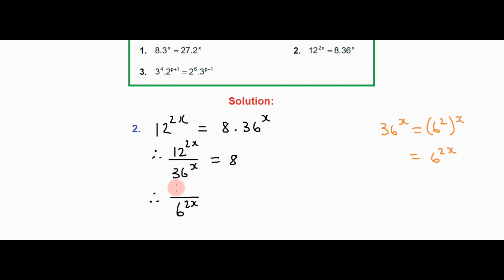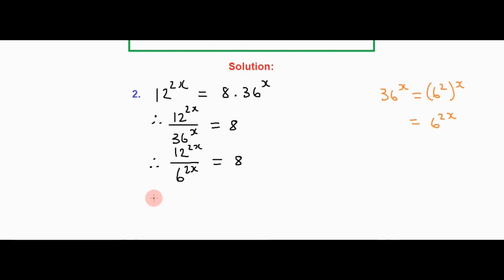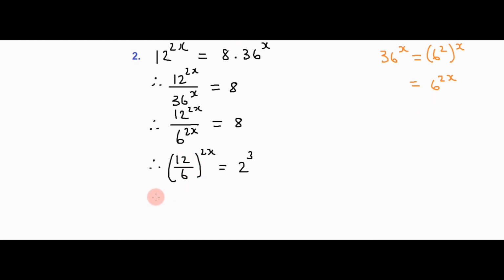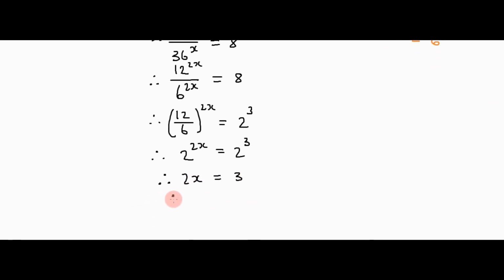And now we have the powers the same on the left-hand side. Now we can write the left-hand side as 12 over 6 all to the 2x. On the right-hand side, I'm going to use prime factors of 8. 12 divided by 6, of course, is 2. So 2 to the 2x equals 2 cubed. The bases are the same, so the powers must be the same. And solving for x, we see that x equals 3 over 2.